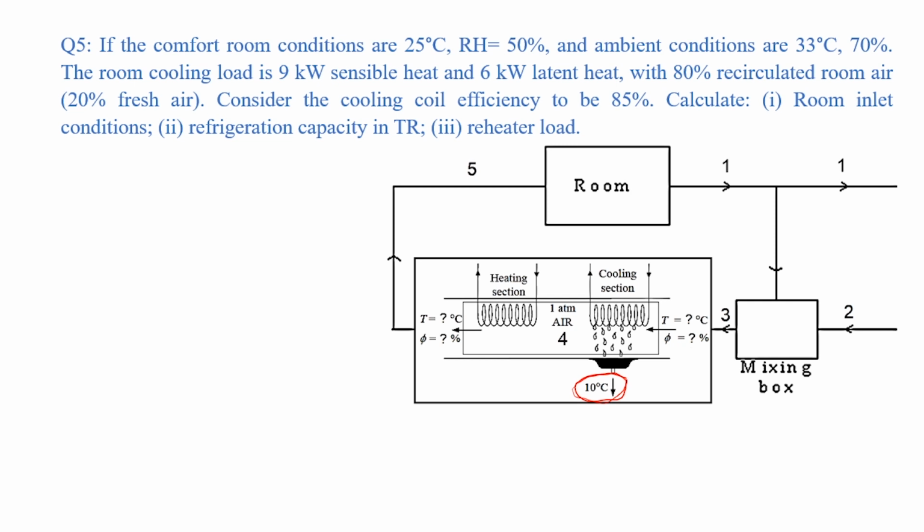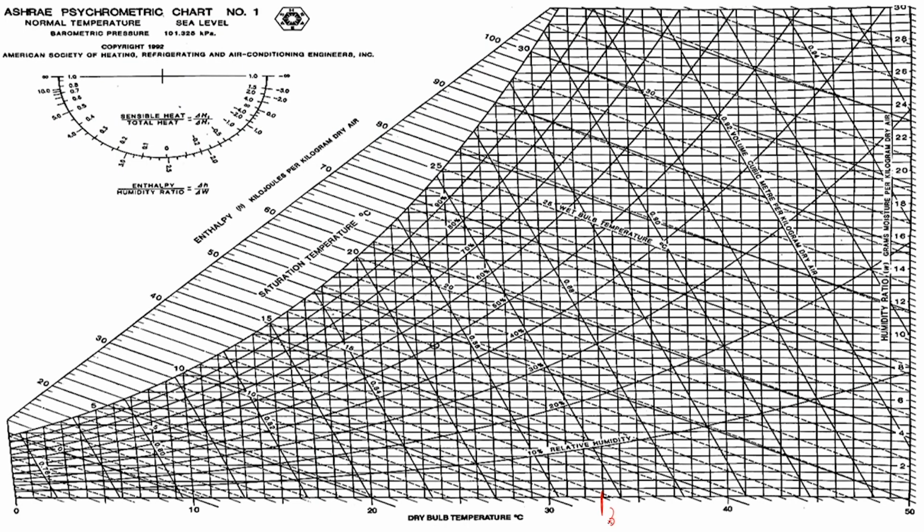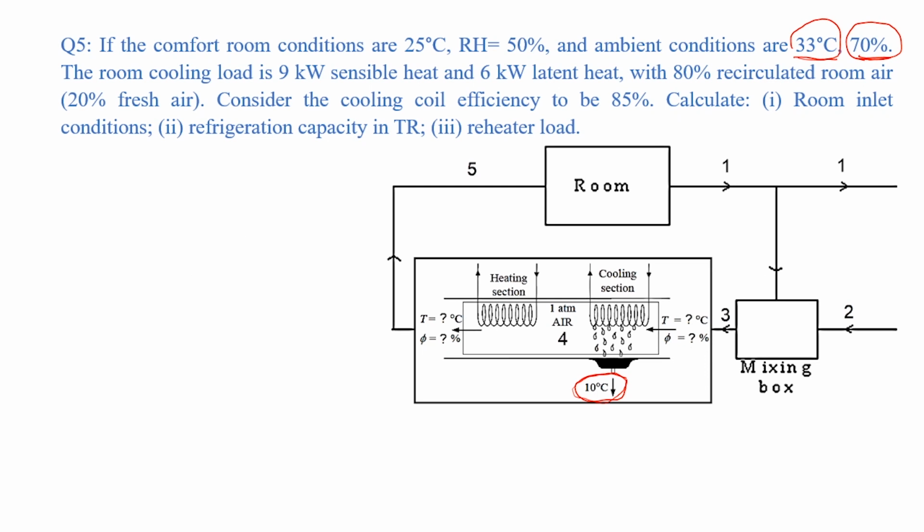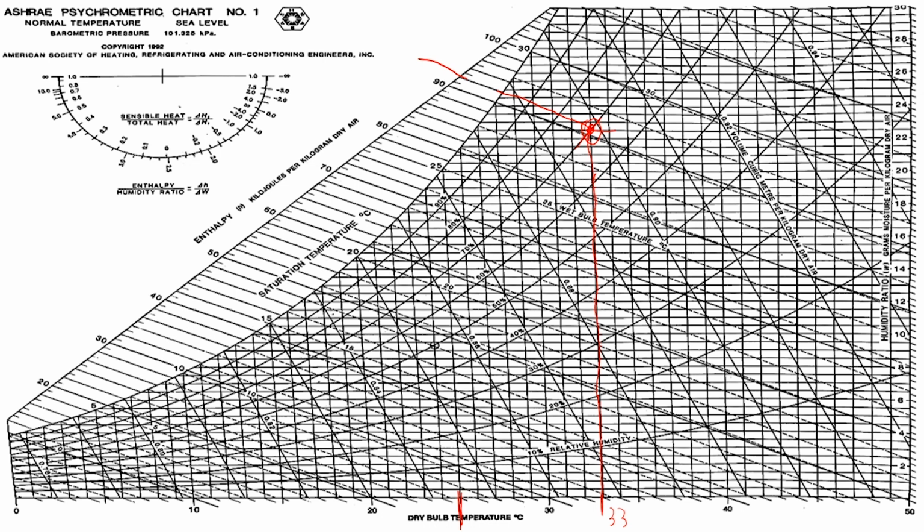First is the ambient, which is 33 degrees Celsius and 70% relative humidity. So we can find all the information from the psychrometric chart. So this is the 33 dry bulb. We cross that with the 70% relative humidity line. Second point is the room outlet temperature or the room temperature, which is 25 degrees Celsius and relative humidity 50%. So this is the 25 degrees Celsius dry bulb line, and this is the 50% relative humidity.